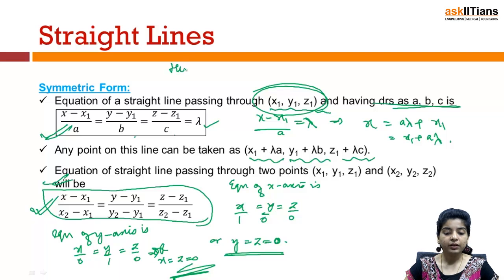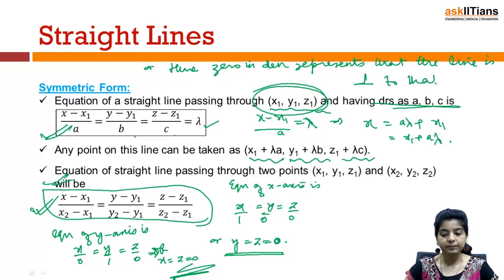Just note one thing here, that here we have 0 in the denominator, you can see x/0, z/0 here. So 0 in the denominator represents that the line is perpendicular to that axis. This is an important point, right?